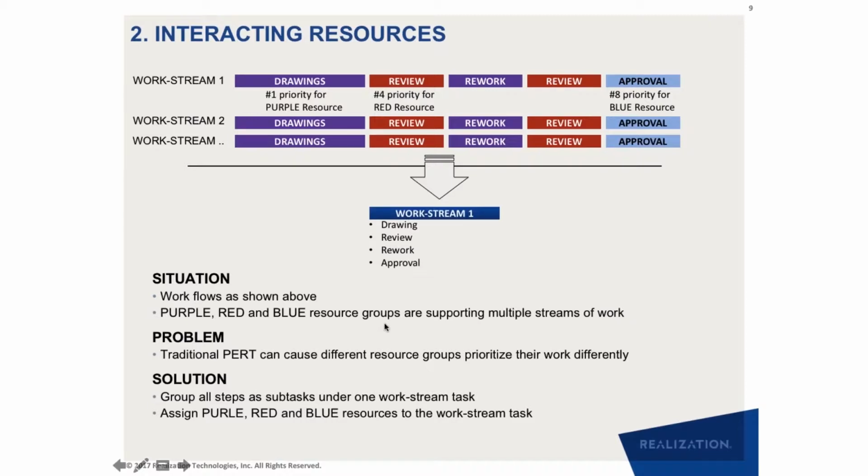And the solution is very simple. We say that work stream 1, the entire work stream, the entire 5-step process, is one task, not 4 or 5 different tasks. Some of these activities can be long, and even though there is a resource handoff involved, I'm not going to declare them as separate tasks. I'm going to club them as subtasks under a higher-level task.